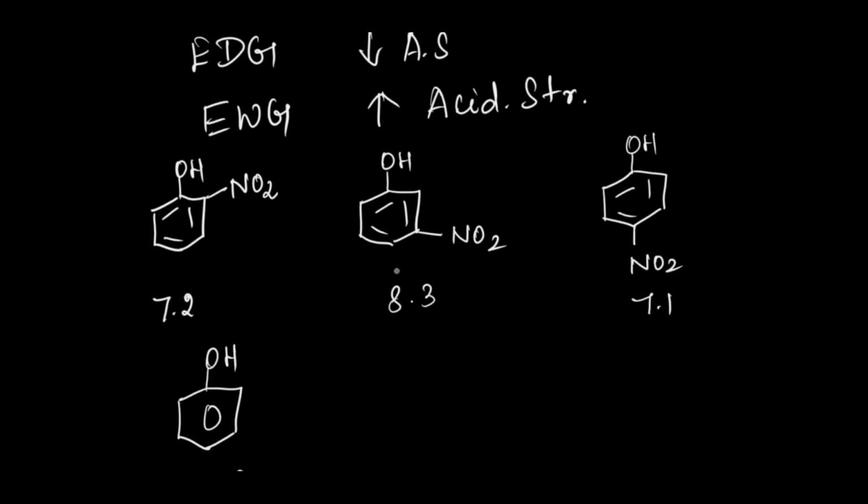So pKa depends on the electron withdrawing group and donating group. If an electron withdrawing group is present, acidic strength increases, which is inversely proportional to pKa. So lower the pKa, higher the acidic strength if electron withdrawing group is present.